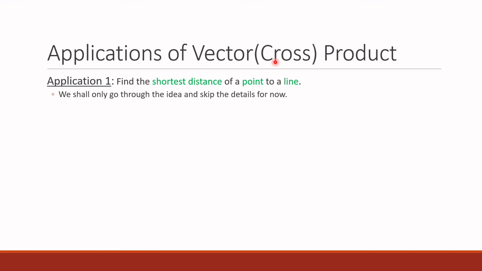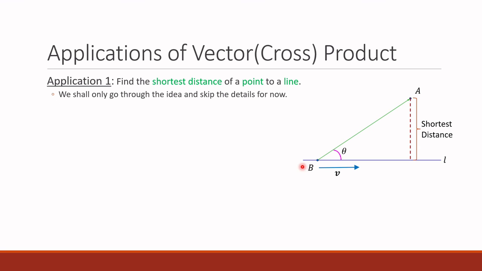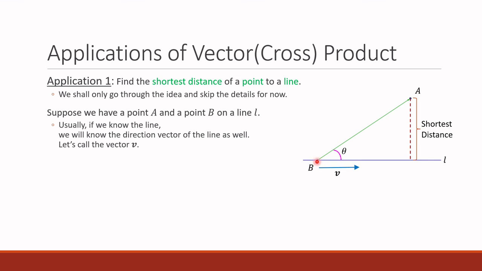For the application, we can use it to find the shortest distance from a point to a line. Let's look at the diagram. Say you have a line L here, and a point A. I want to find the shortest distance. The idea is to make use of a point B on the line, which you should be able to find since you have the equation of the line. And because you have the equation of the line, you know its direction vector. In this case, we call it V. V is the direction vector of line L.